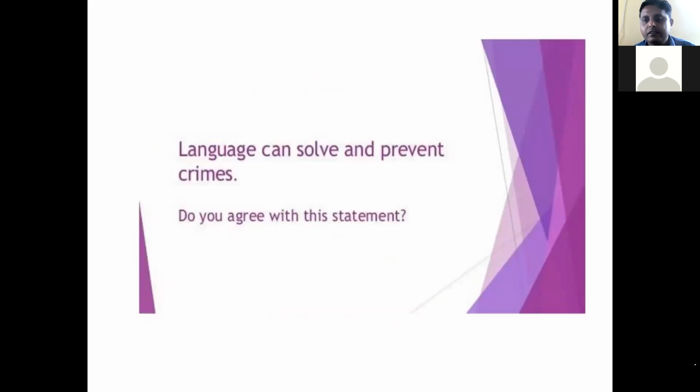We have been just discussing this concept that forensic linguistics is nothing but the study of two fields. The first is language, and the second is the field of law, the field of criminals, and the field of court. Right? So, can language solve and prevent crimes? The answer to this question is yes.